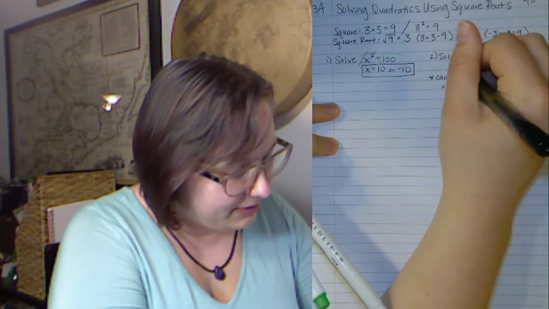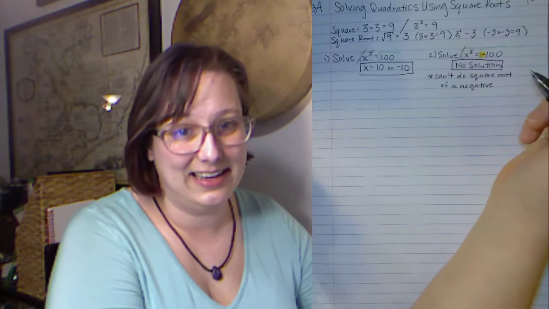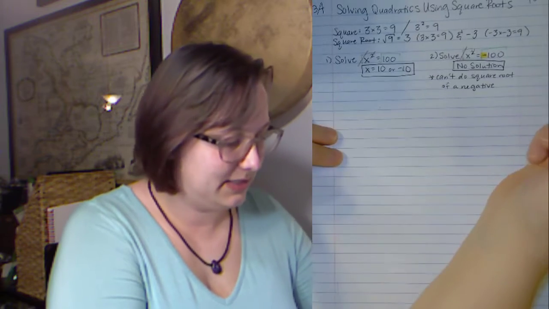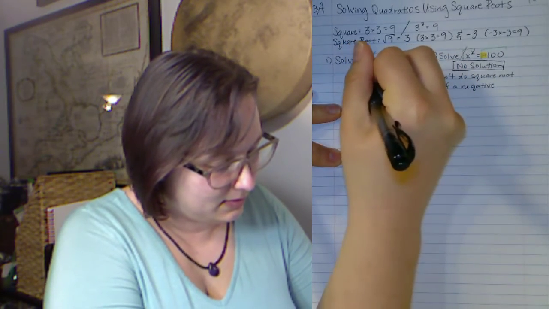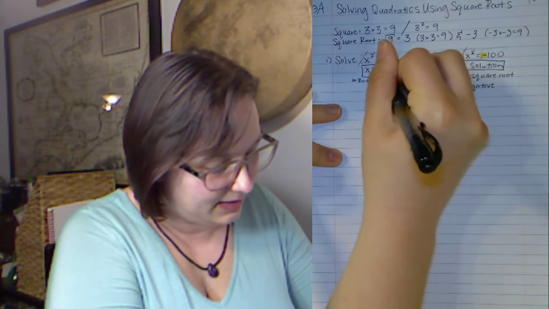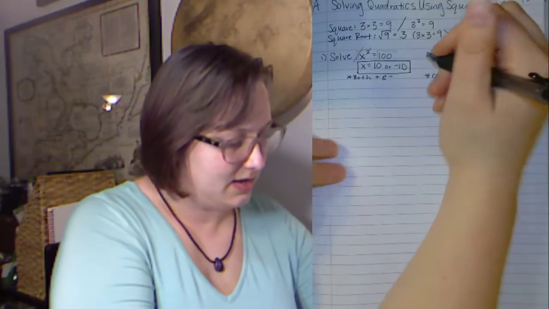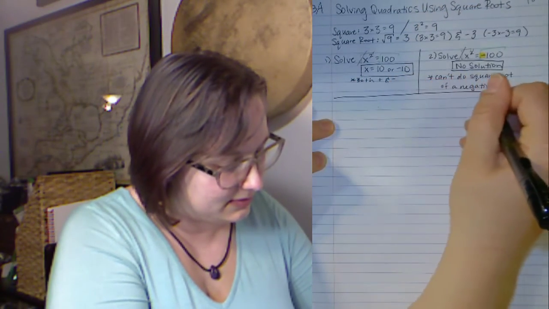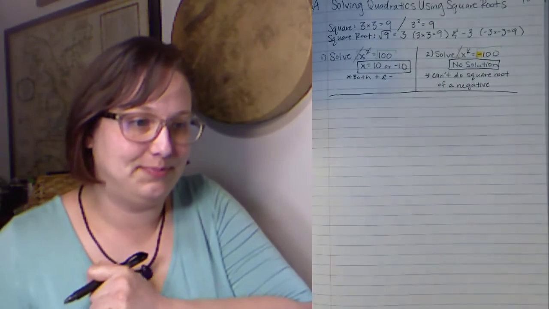Okay. Now here's where I get people confused in class. They said, but last time it was positive and negative. Well, that's because a negative times a negative equals a positive, but it doesn't mean that. So it's always both positive and negative. It'll always be that way. So I can't do the square root of a negative, but it'll always be both positive and negative for the answer if it's a positive.